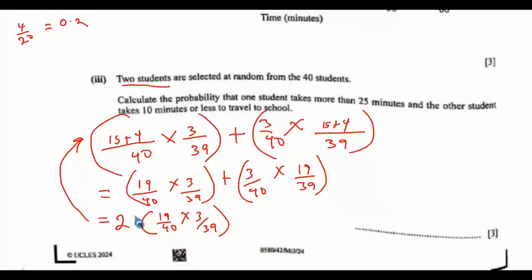If you input this into your calculator, you will get 19 out of 260. If you convert it to decimal, that would be 0.073.